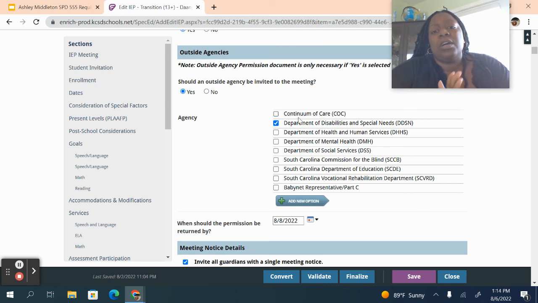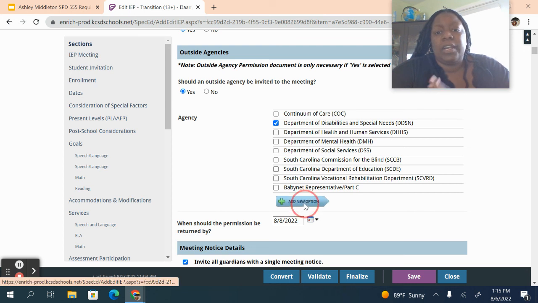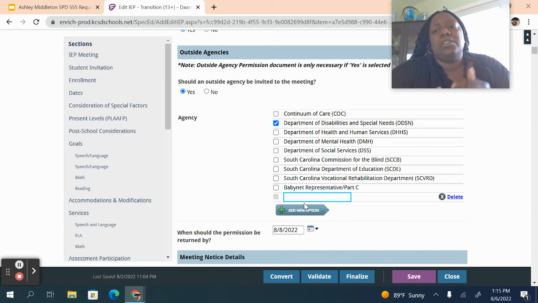And if your area is not listed here, for example, it's not DSS, it's not the Commission for the Blind, then you're going to go under here and you're going to add a new option, and you'll type that up and give all the information that is required for it.